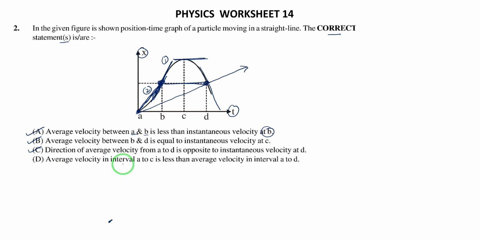Average velocity in the interval A to C, this one, A to C, is less than the average velocity in the interval A to D. So A to D has a small slope and A to C has a larger slope, and therefore the average velocity in AC is more than that of AD. So D is a wrong option.